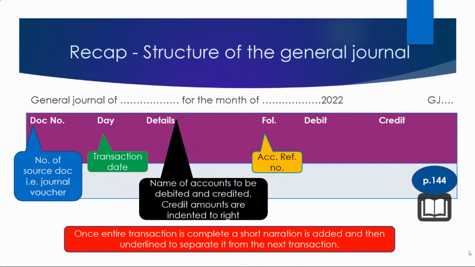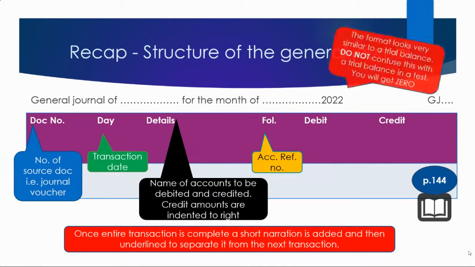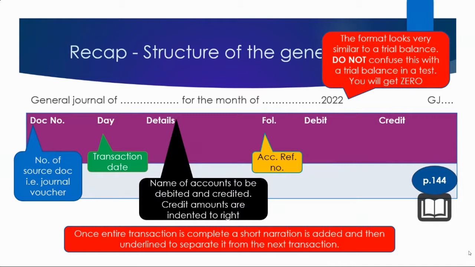Okay, and then once you finish, you put a narration at the bottom of your transaction. Okay, and remember this format looks very similar to that of a trial balance, but do not confuse the two. You will get a 0 in a test if you confuse the two.